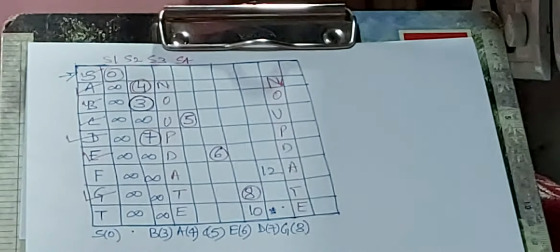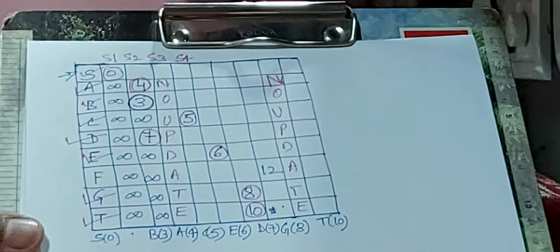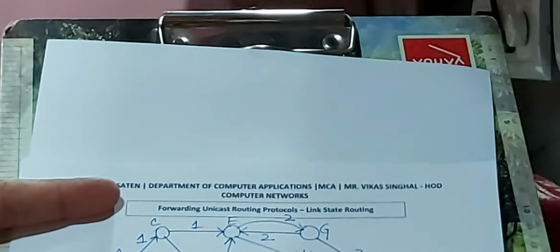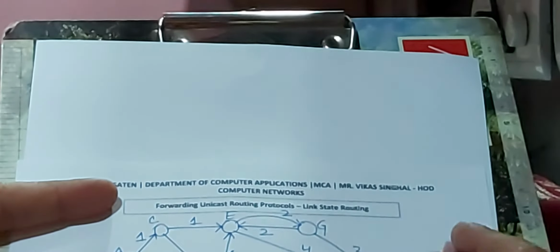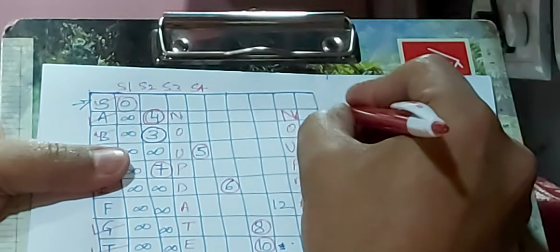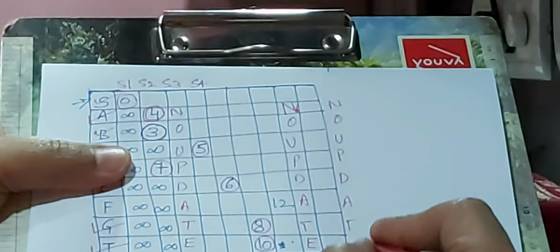So what is the minimum now in the remaining 10 and 12? The minimum is 10. So T of 10 is finalized. From T, where can I go? From T I can only go to F. There is no other way. T is 10 over here, and 10 plus 5 is 15, but F is already 12. So again there will be no update.